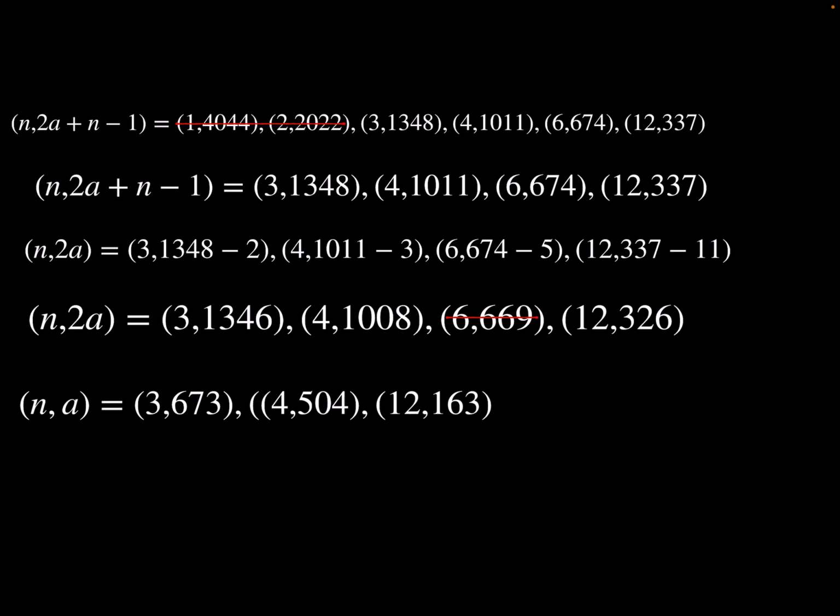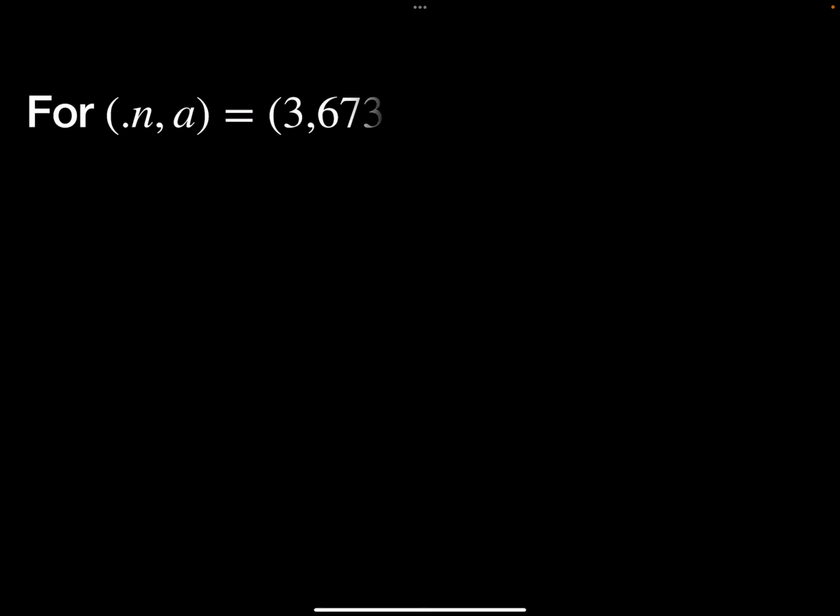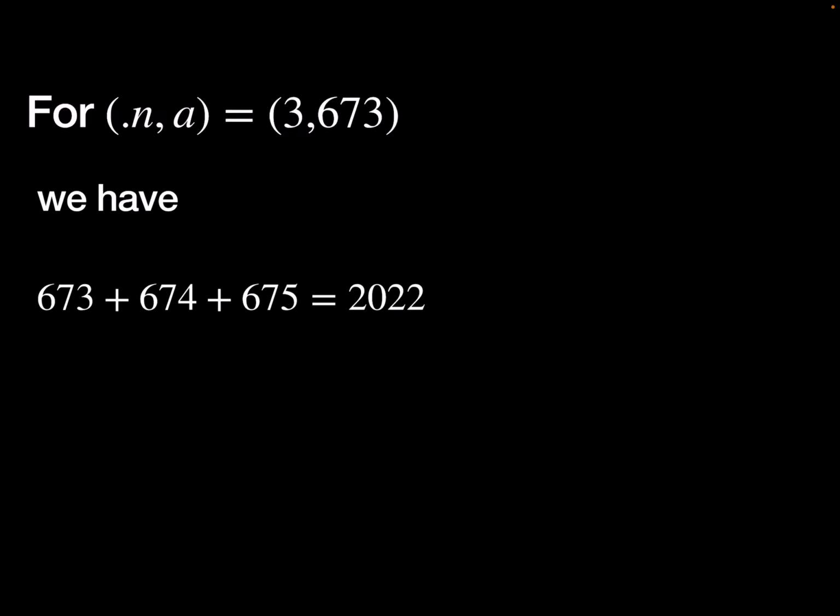Okay, now let's see the representation of 2022. The first case is when n, a is equal to 3, 673. So 673 is the first number, and we have 3 numbers in the sum. The next one is going to be 674, and the last one is going to be 675. Now we just need to add up all those 3 numbers, and of course, by adding those 3, we get exactly 2022.